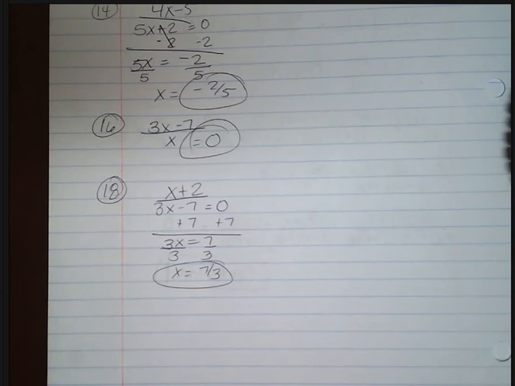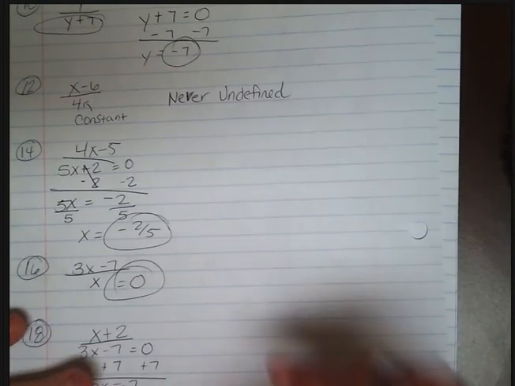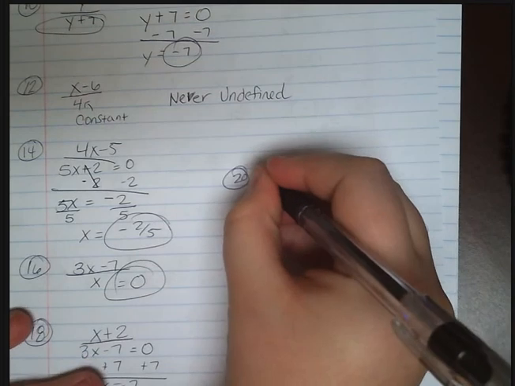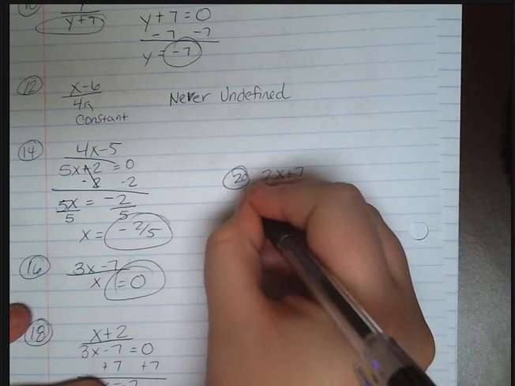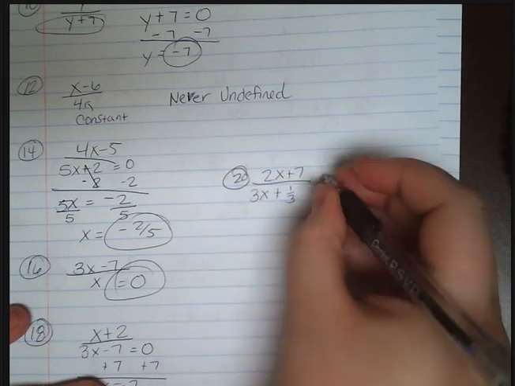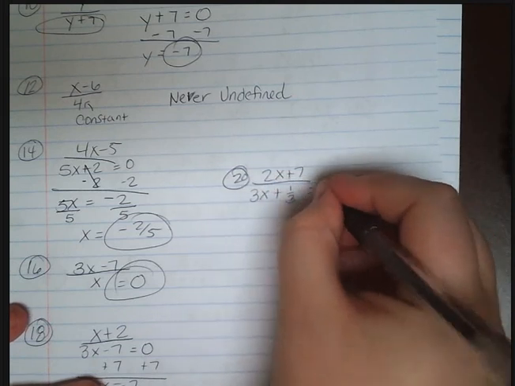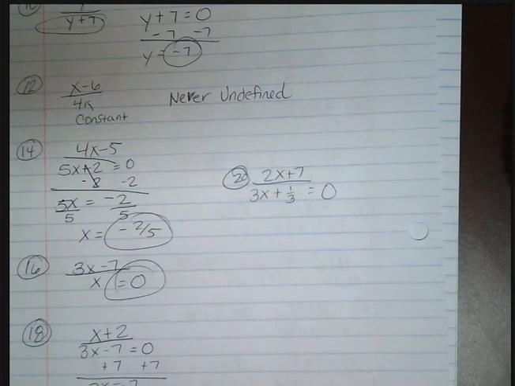Okay. Now let's look at problem number 20. We have 2x plus 7 divided by 3x plus 1/3. This one's a little bit more complicated. I probably wouldn't give you a question like this on a test unless it was a bonus. So don't stress about this one too much.